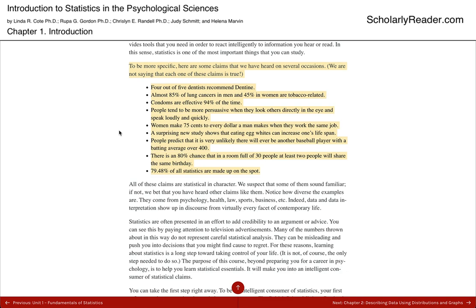There is an 80% chance that in a room full of 30 people, at least 2 people will share the same birthday. 79.48% of all statistics are made up on the spot. All of these claims are statistical in character.